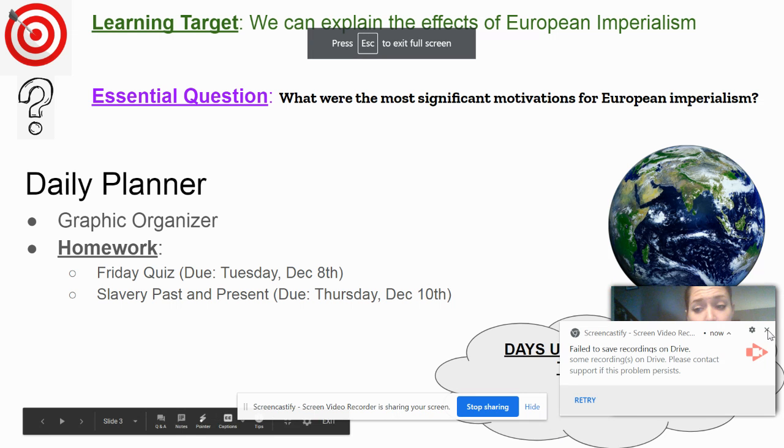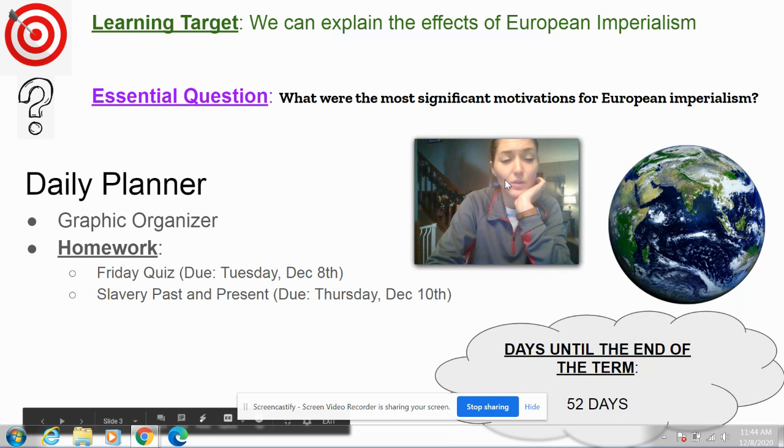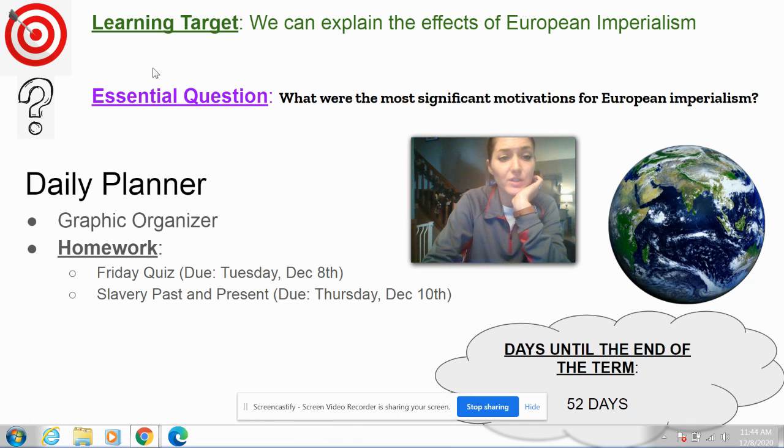Hey guys, so today we are going to start preparing for the end of the unit by creating a graphic organizer to answer this question. What were the most significant motivations for European imperialism?